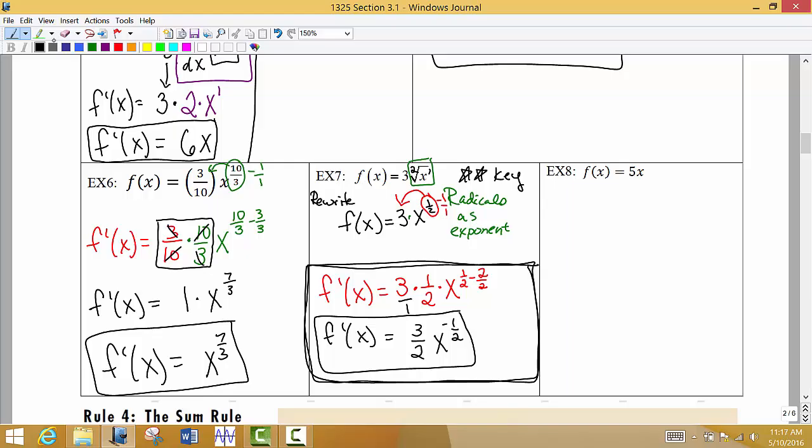For our last example, we're going to look at a little bit more complicated way of doing this, and then from now on, we're going to make this a lot faster. So if I want to take the derivative here, f prime of x equals. Right now, the existing exponent on x is 1. So 1 times 5 is 5, and then we have our power. I subtract 1 from the power, I get 0. Any base raised to the 0 power is 1. So the derivative here is 5 times 1, and 5 times 1 is just 5.